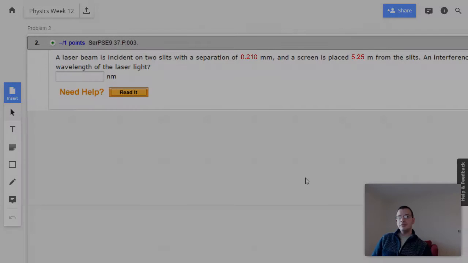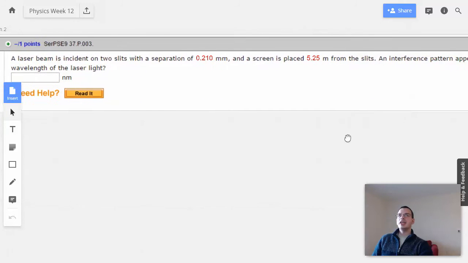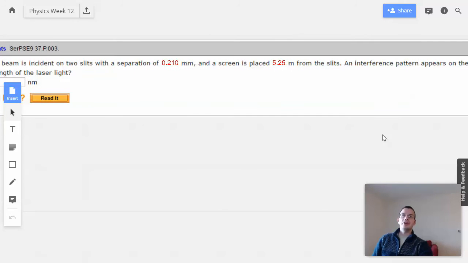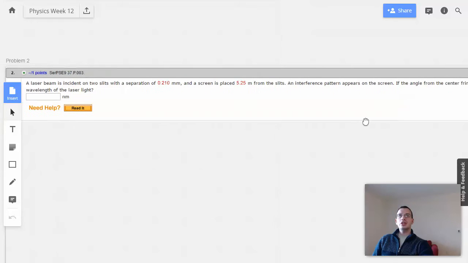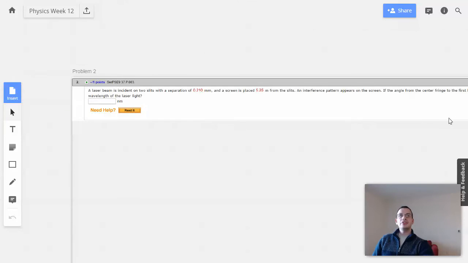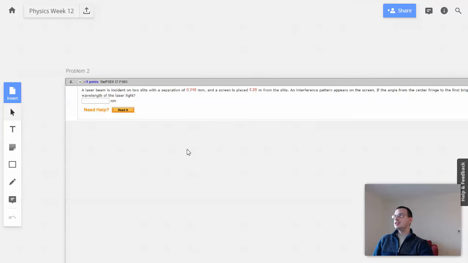Week 12, problem 2. A laser beam is incident on two slits with a separation of 0.210 millimeters, and a screen is placed 5.25 meters from the slits. An interference pattern appears on the screen. If the angle from the center fringe to the first bright fringe to the side is 0.18 degrees, what is the wavelength of the laser light?